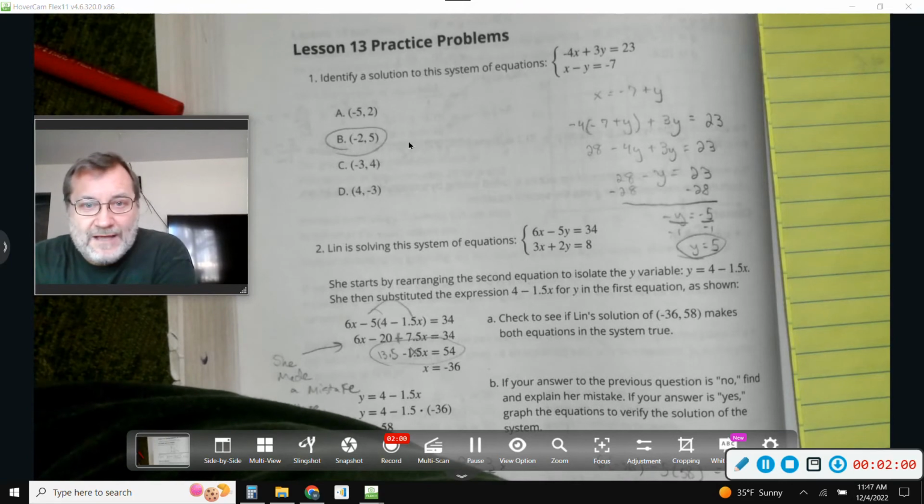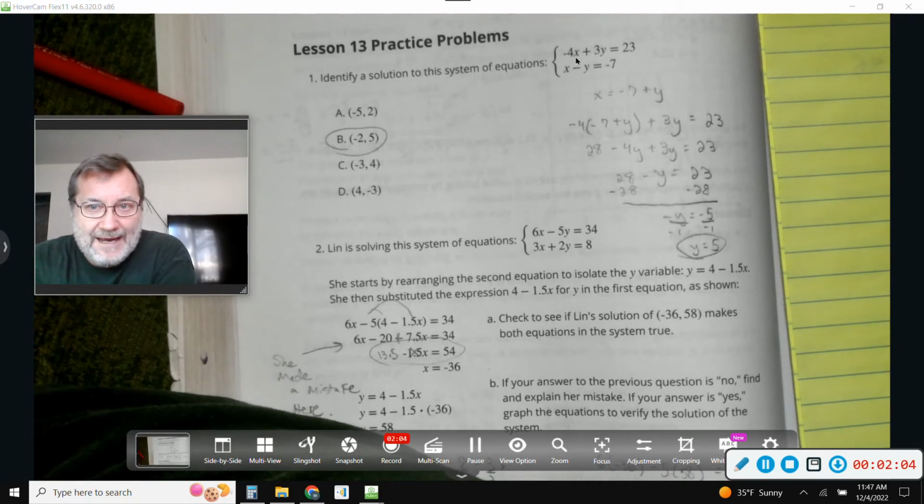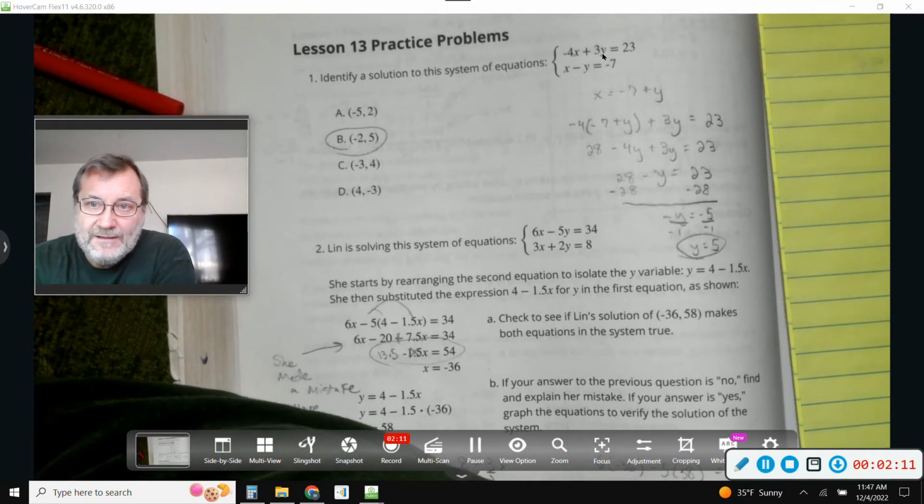And if you put in this last one, negative 2, so negative 4 times a negative 2 is 8. And then 3 times 5 is 15. And 8 plus 15 is 23. So we know it's this one right here.